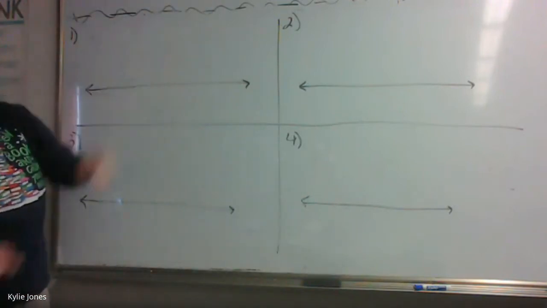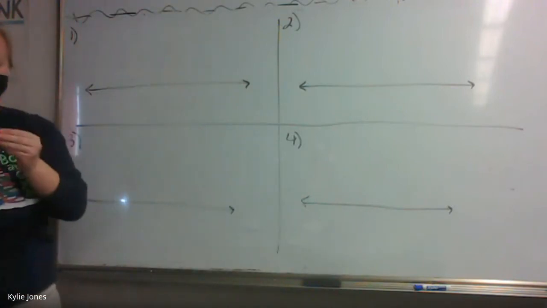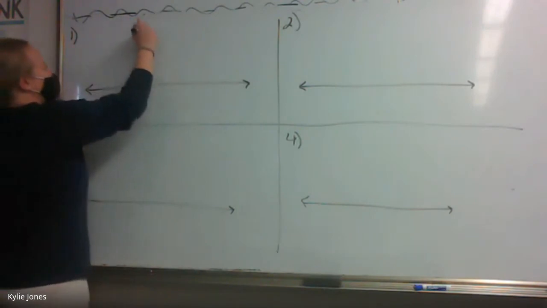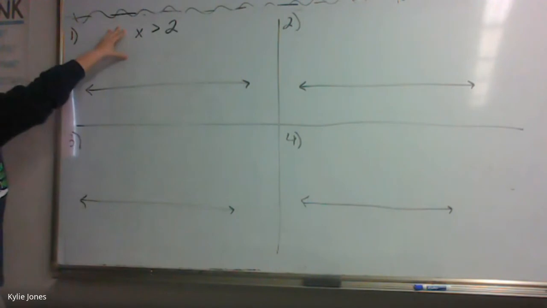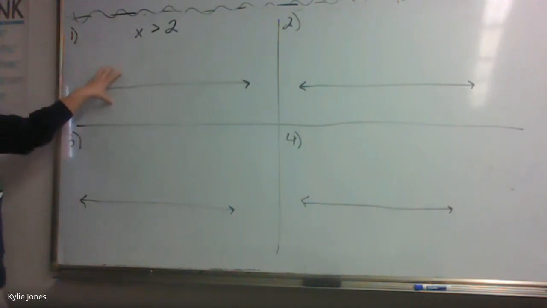Number one, what we're gonna do is I'm gonna write an inequality on the board. So let's say I say x is greater than 2. Your job is to graph this. So the first thing that you need to do is figure out how to write your number line.